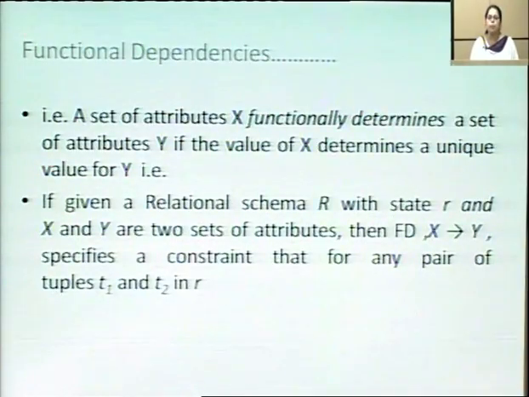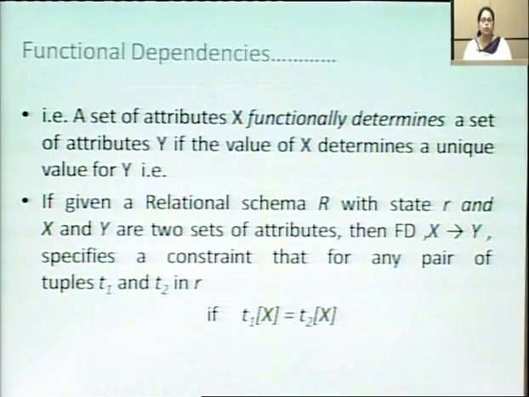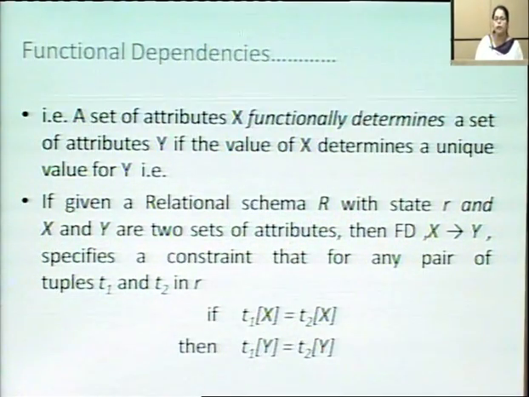If given a relation schema R with state R and X and Y are two sets of attributes, then functional dependency is denoted by X arrow Y. It specifies a constraint that for any pair of tuples t1 and t2 in the relation state R, if t1[X] equals t2[X], then t1[Y] also equals t2[Y]. Formally this is defined like this. Informally, if we say that for every value of X there is a unique value of Y, then we can say that X functionally determines Y.